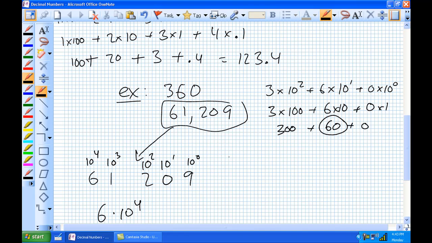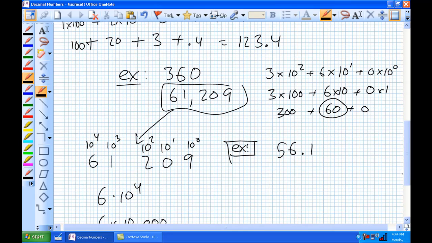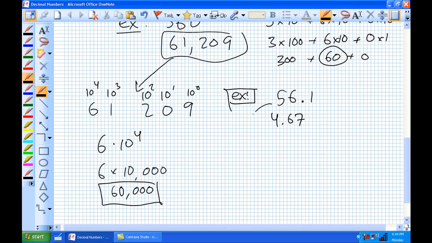So let's just see a couple more examples here, if you can do this. Break 56 down and put it in the same format. Let's make it even a little bit harder. Break 56.1 down in the decimal system and put it back together in the same method we've done up here. And let's do 4.67. Let's do those two numbers. So, okay, let's do 56.1.